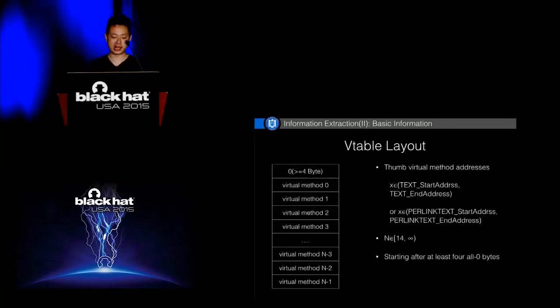Now the vtable layout. A vtable is a series of continuous virtual method addresses. So the addresses must be in the range of the text segment or pre-linked text segment. And there are at least 14 continuous addresses, because OSObject has 14 virtual methods. And at last, the virtual method list is followed by at least 4 or 0 bytes.